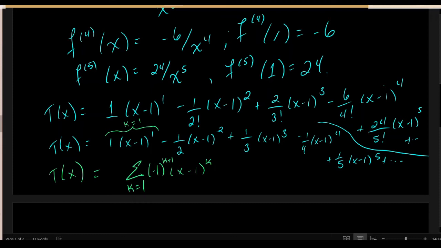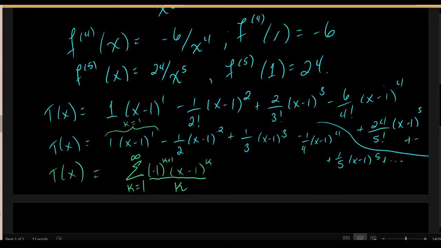Now the next thing and the last thing that I'm going to observe about this series is that we have denominators which are always a match to the power on the x minus 1. So if the exponent is k, then the denominator is also going to be k. And this is the sigma notation for the Taylor series centered at x equals 1 for the function natural log of x.